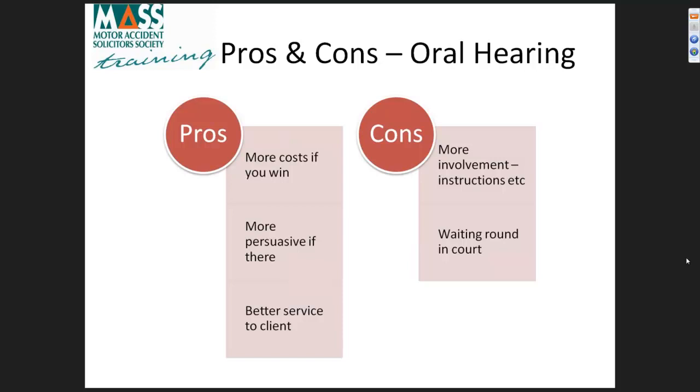Which of course then ties in with the fact that you're more persuasive if you're there. That's got to be better for clients. Clients have got to like that more. Then the cons, you've got to be involved a bit more. You're earning your grand or your potential grand. Yeah, you've got to be doing this preparation for the hearing. That's irrelevant of whether or not you're running it yourself or you're getting a barrister to do it.